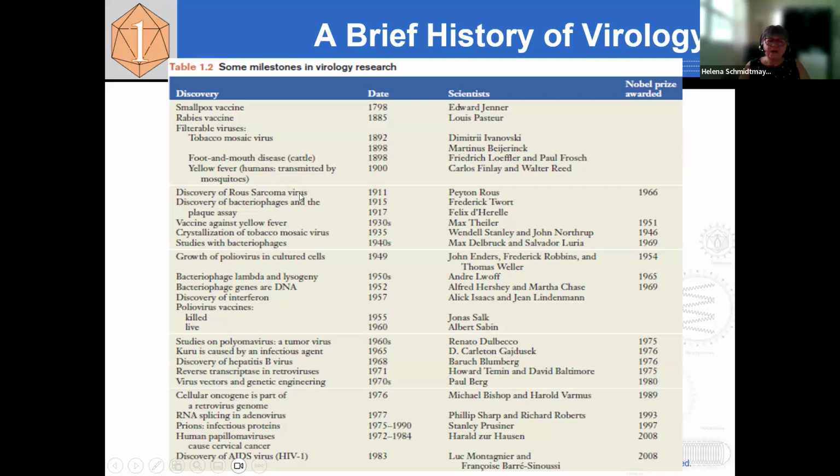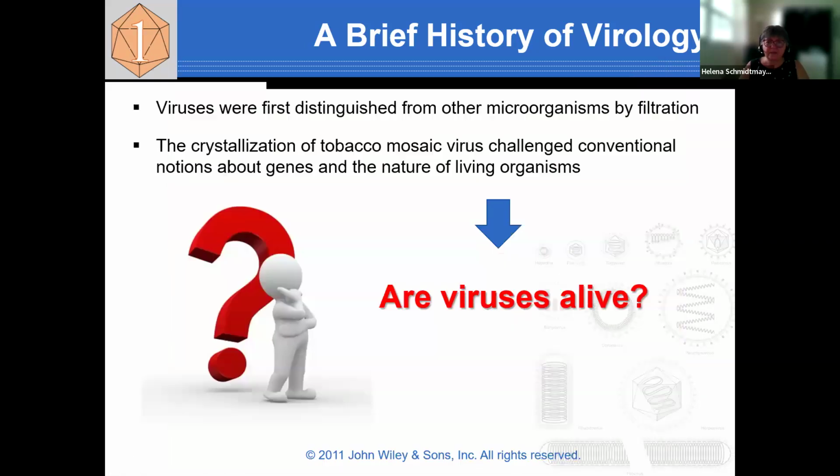Rous sarcoma virus, the first virus carrying an oncogene, was actually observed at the beginning of the 20th century by Peyton Rous, and all this led to the discovery of the HIV virus by Pasteur Institute scientists. Now, I'm returning back to the question: are viruses alive or not?